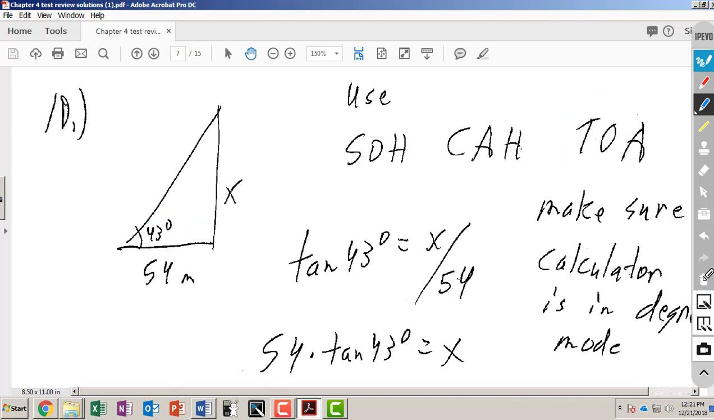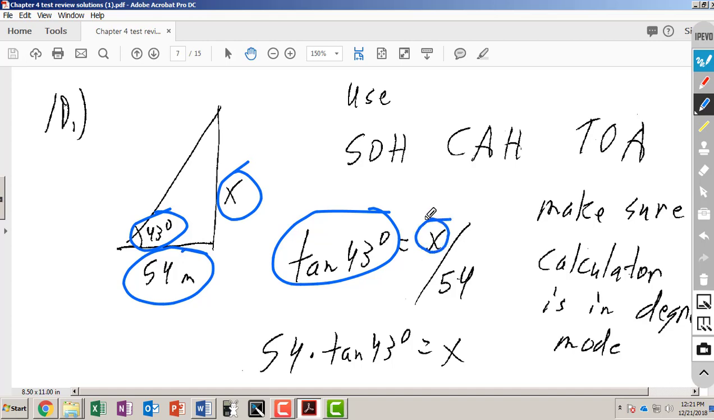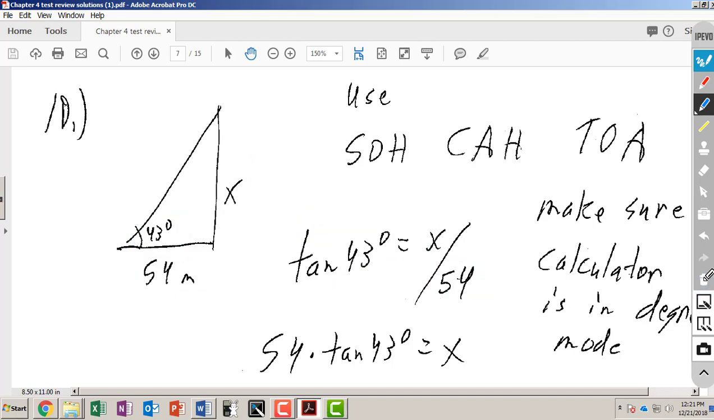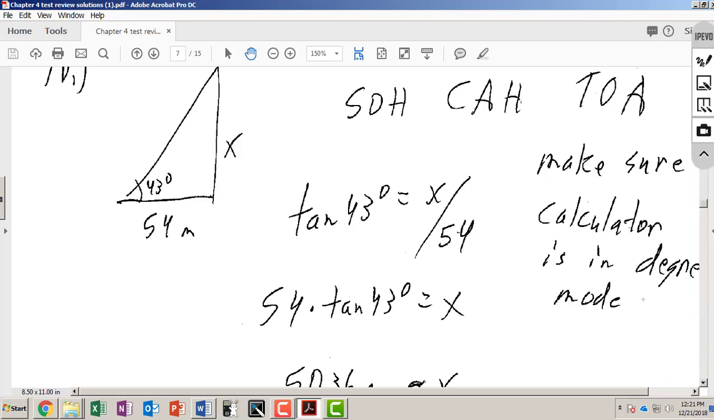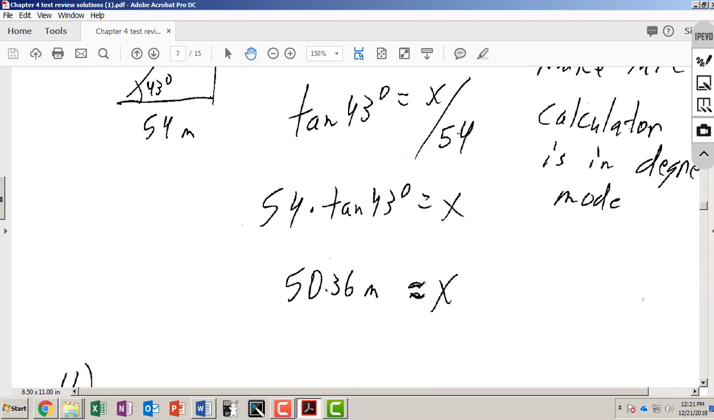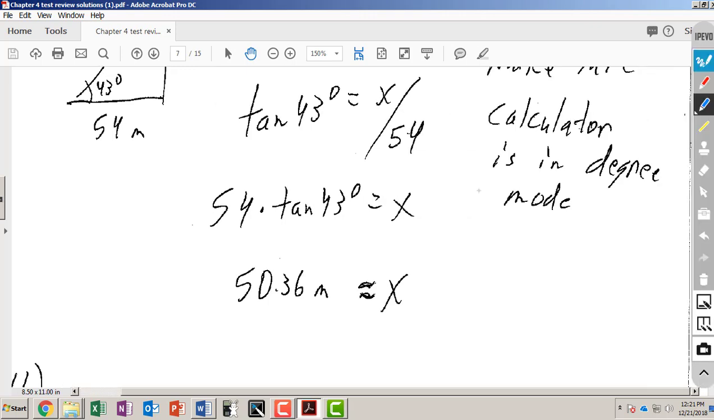So I set it up. Here's my degrees right here. So I write tangent of 43 degrees equals x all over 54. So here's x all over 54. And then I just got to go ahead and solve this. Solving this equation, I'm going to multiply both sides by 54. And so here's my thing that I type in my calculator. I'm going to type in 54 times the tangent of 43.